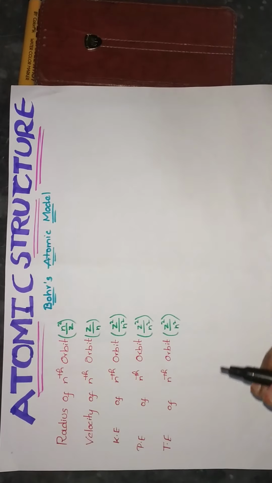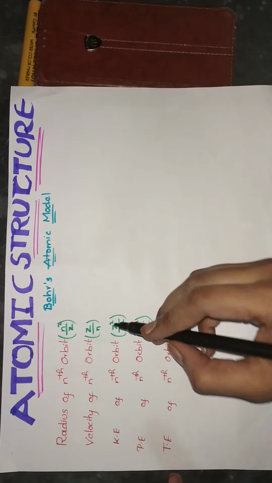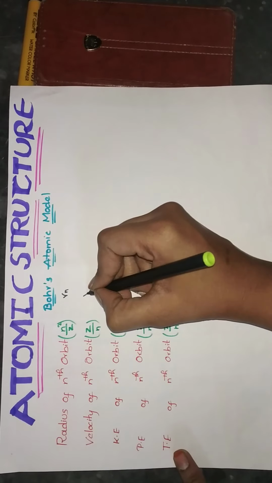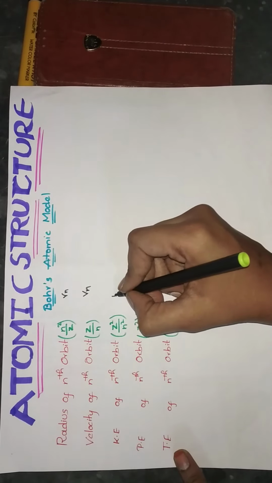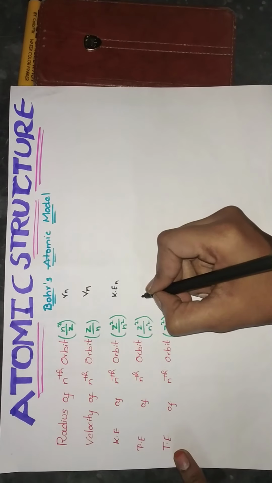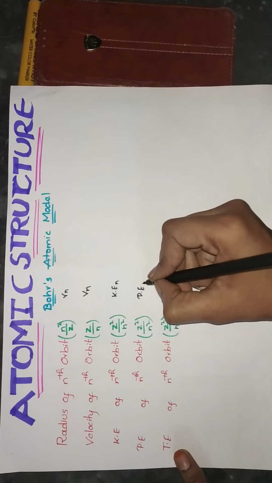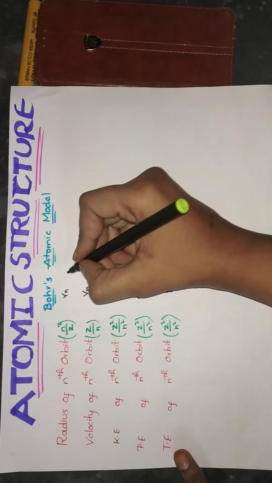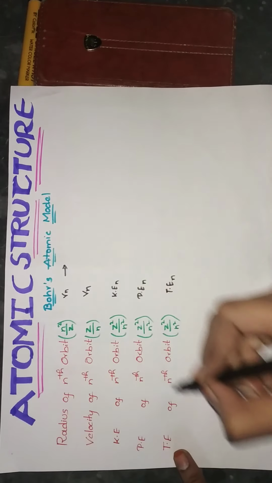This is from atomic structure. While deciding the constant values of radius of nth orbit, velocity of nth orbit, kinetic energy of nth orbit, potential energy of nth orbit, and total energy of nth orbit, we will get confused. The trick is that without confusion, you can get the formula.